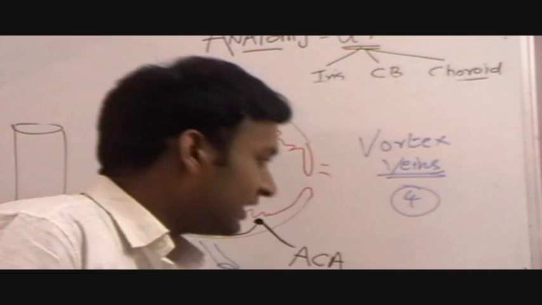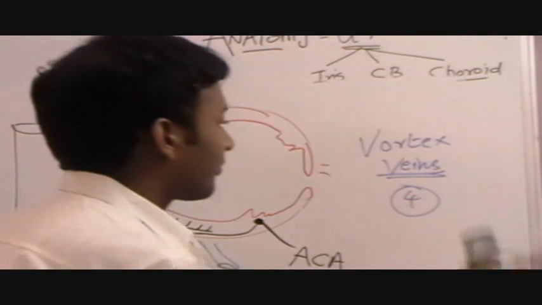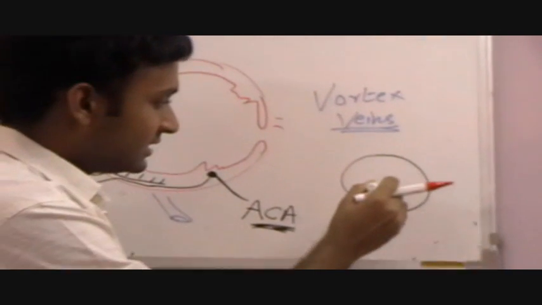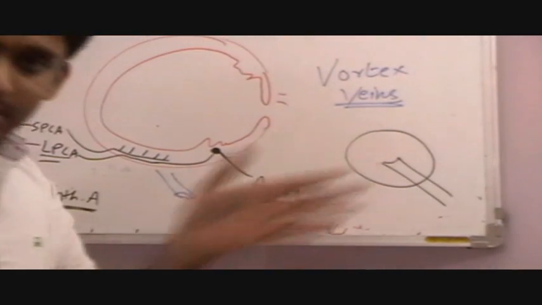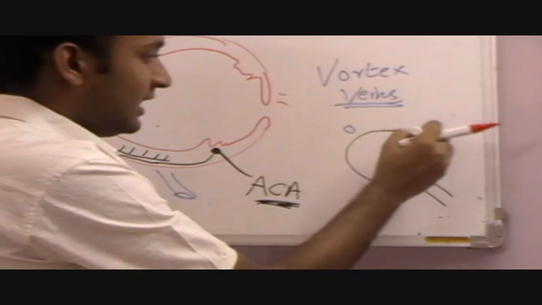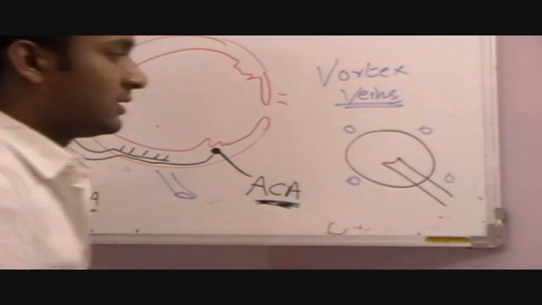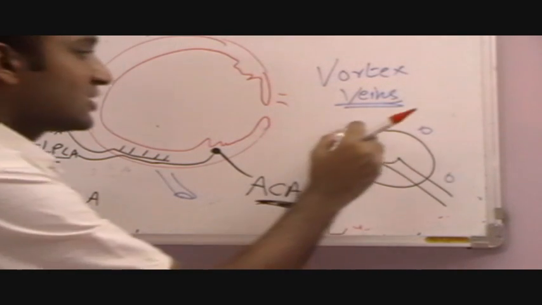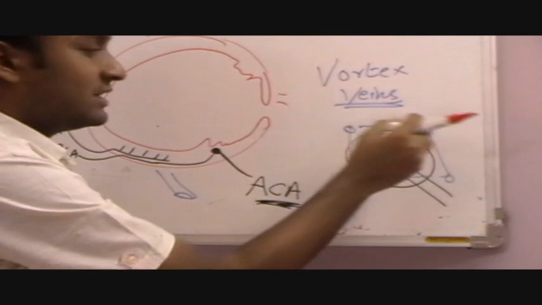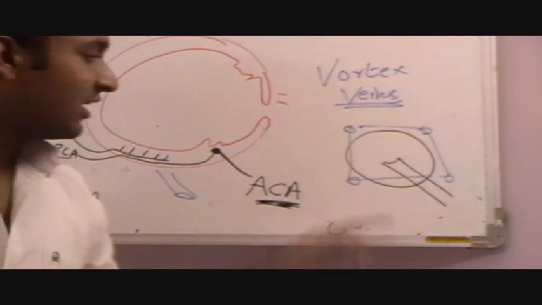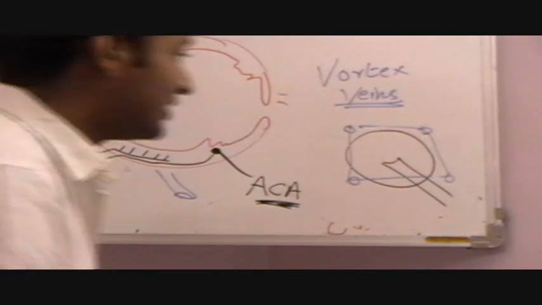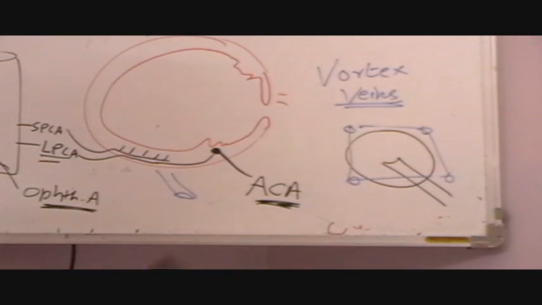If this is the eyeball from the posterior view, this is the optic nerve coming from the posterior aspect of the eyeball. Here are the four veins, like this, like this, forming a square. The superior vortex veins drain into the superior ophthalmic vein. The inferior vortex veins drain into the inferior ophthalmic vein. So that ends the arterial supply as well as the venous supply.